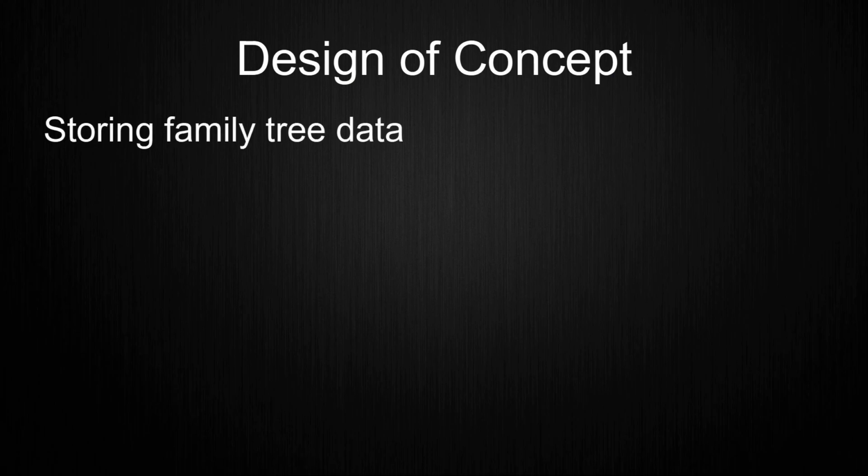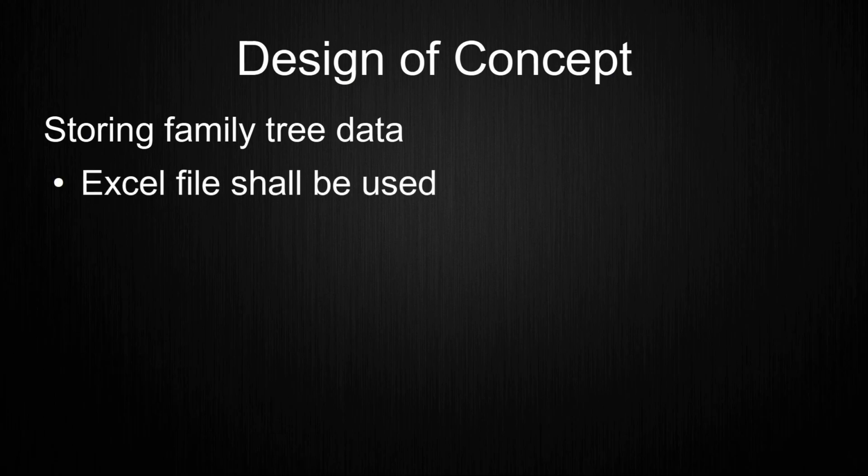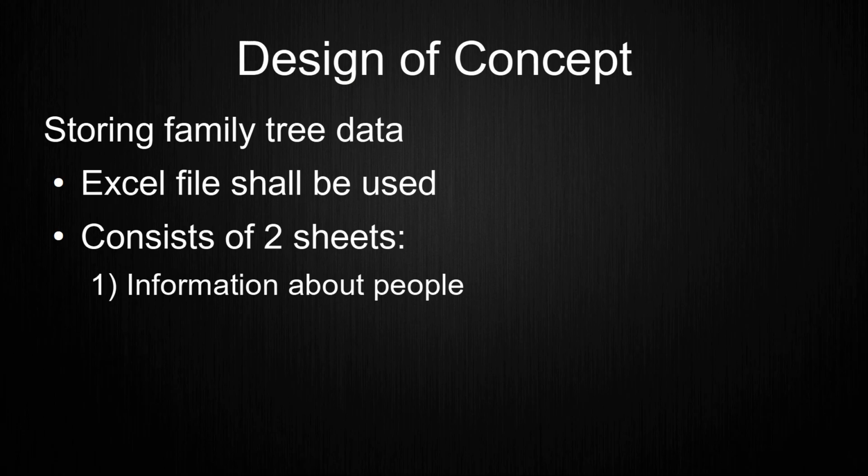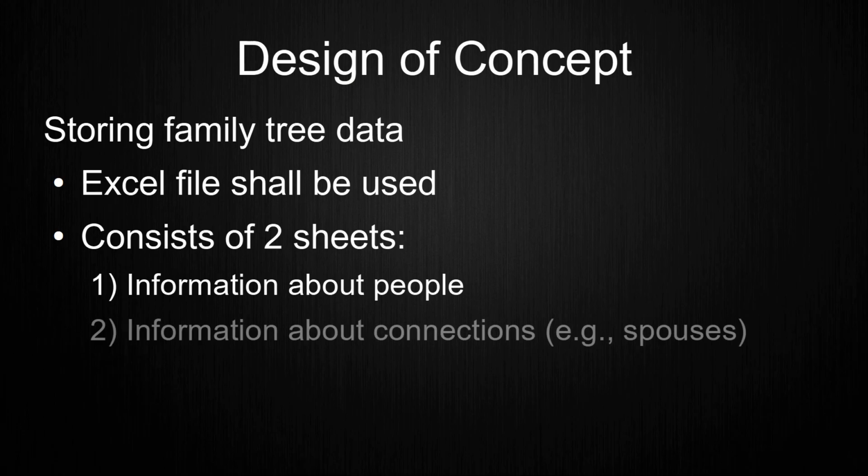Since the first and second requirement is to have some data available in a known format, I want to cover this first. I decided to use Excel for the first iteration, since it is easy to fill out without using any additional program except Excel. The Excel file is composed of two sheets. The first sheet contains the information about the individual people. The second sheet contains information about connections between people, like marriages or just being together.